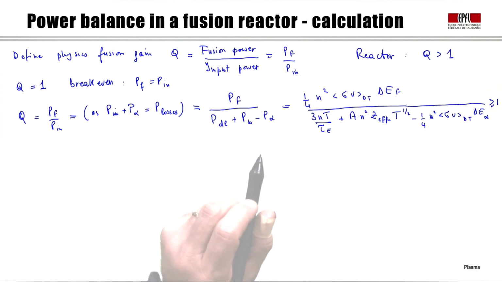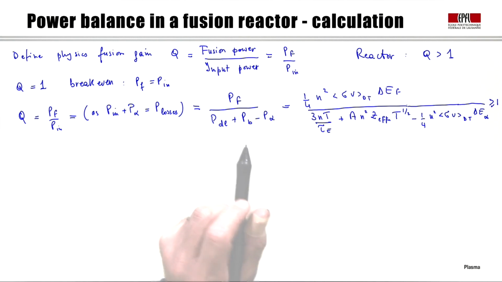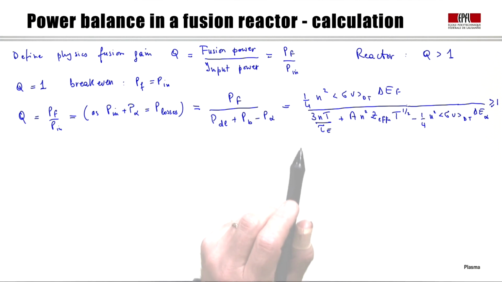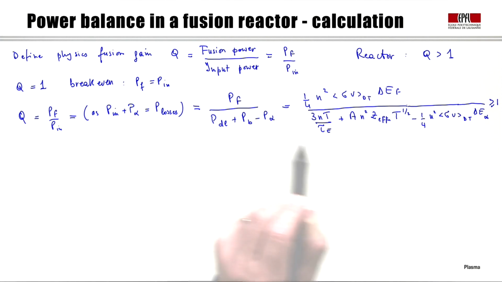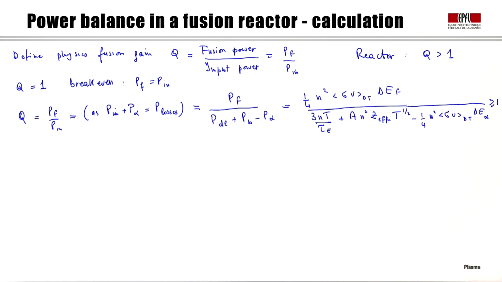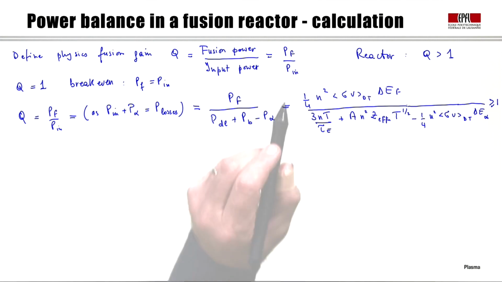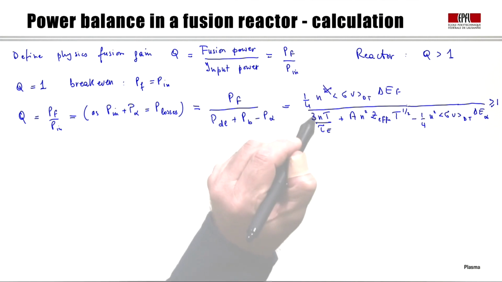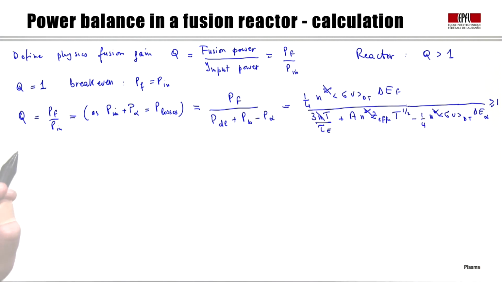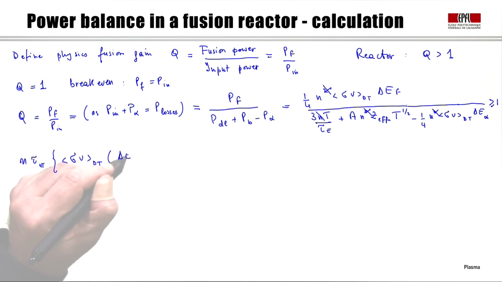Notice that in the expression for the total fusion power, the energy gain per reaction is the total delta E_F, while in the expression for the alpha particle power, all the other terms are the same, but the energy gain per reaction is, of course, only the power carried by the alpha, delta E alpha. Let's simplify this expression a little bit, and write n and tau E in front of all the other terms.